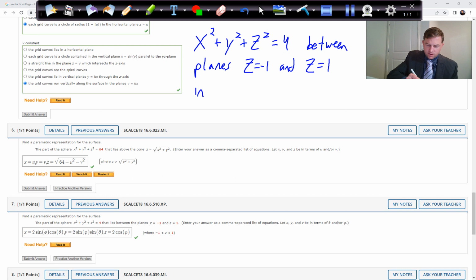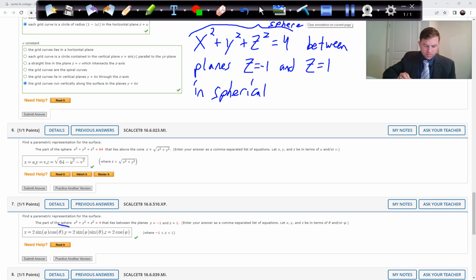So in spherical coordinates, because we're dealing with a sphere here, so this is a sphere. Now the last one was a sphere also, but we were dealing with a cone and not between two planes. So we could have written the last one in spherical coordinates, but it actually said write it in terms of u and v. This one says write it in terms of theta and phi, which are the angles we use for spherical.